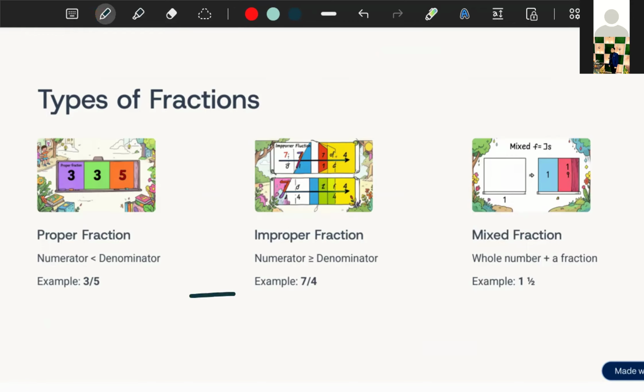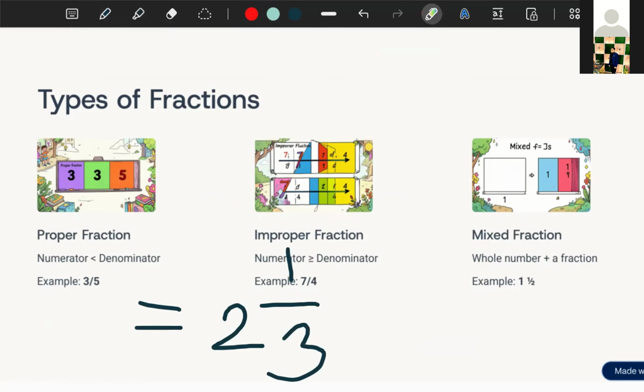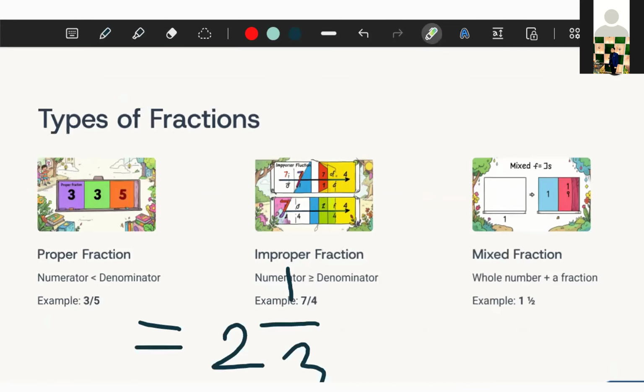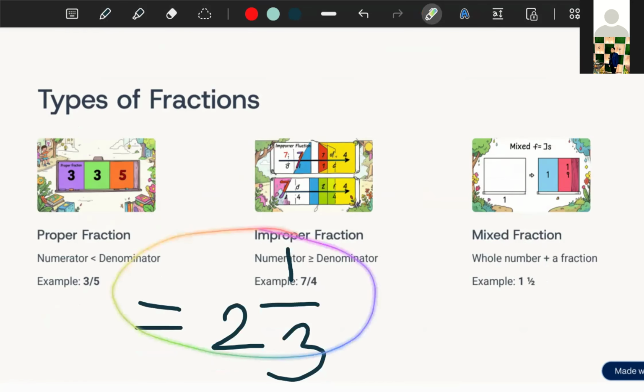Whenever we don't have only a fraction, this is a normal fraction, proper or improper. Now see, the numerator is bigger than the denominator, so this is an improper fraction. But in the mixed fraction, we write a fraction with a whole number. Suppose we write 2 whole 1 by 3. This is a mixed fraction. Wherever we can see a whole, this is a mixed type of fraction.